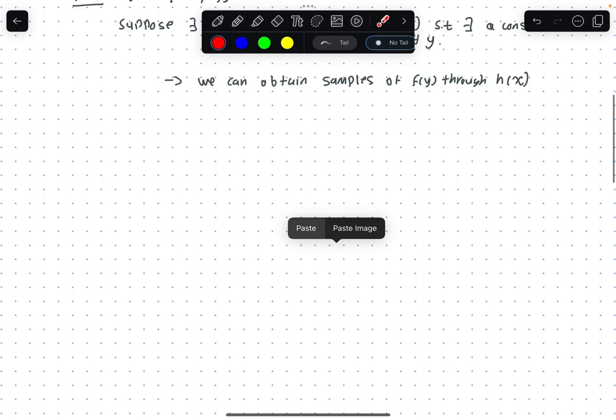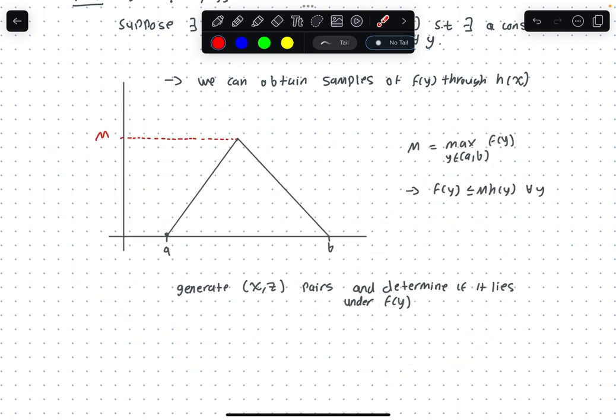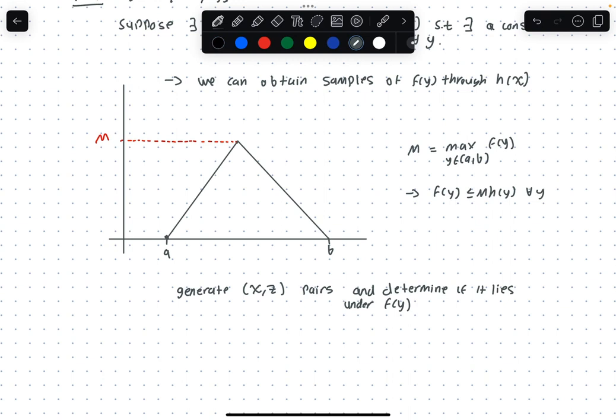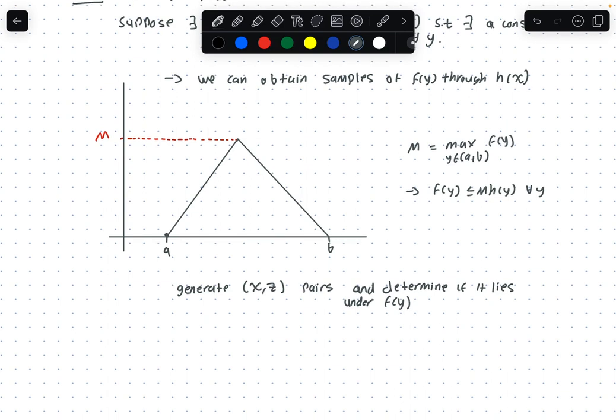Now I'm going to go ahead and paste a visual, and let's say that f of y, the distribution in which we are interested in sampling from, is triangular, defined from A to B. And for h of x, we're actually just going to use a uniform distribution defined from A to B. So we're just going to draw a box over f of y. And, well, that doesn't look good. I'll just redo it. We're drawing a box over f of y.